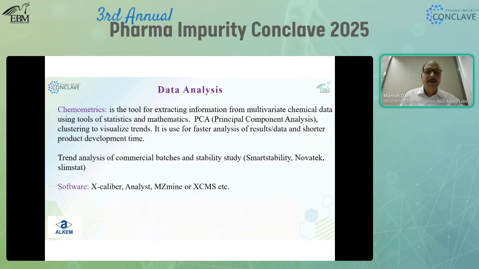This software is going to help us make the trend. And if we have multiple batch stability data, then the Smart Stability and NovaTrack software is going to help us do the proper extrapolation and the particular impurity trending. And this is very, very important.